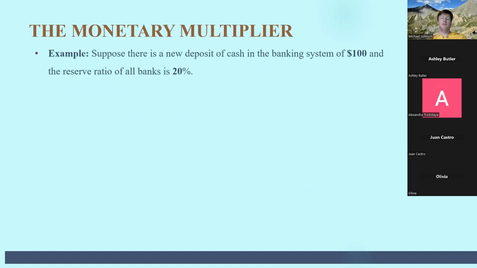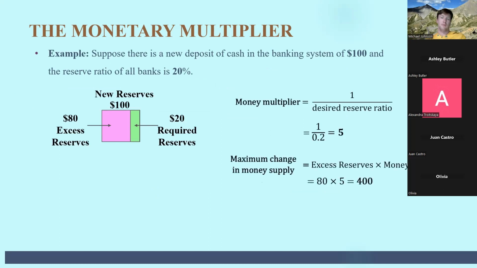Suppose that there is a new deposit of cash in the banking system of $100 and the reserve ratio of all banks is 20%. The money multiplier in this case would be 5, so it's 1 divided by 0.2. Then you do 5 times the excess reserves of $80 to get $400 in this case. So you do excess reserves times money multiplier to get the change in the money supply.